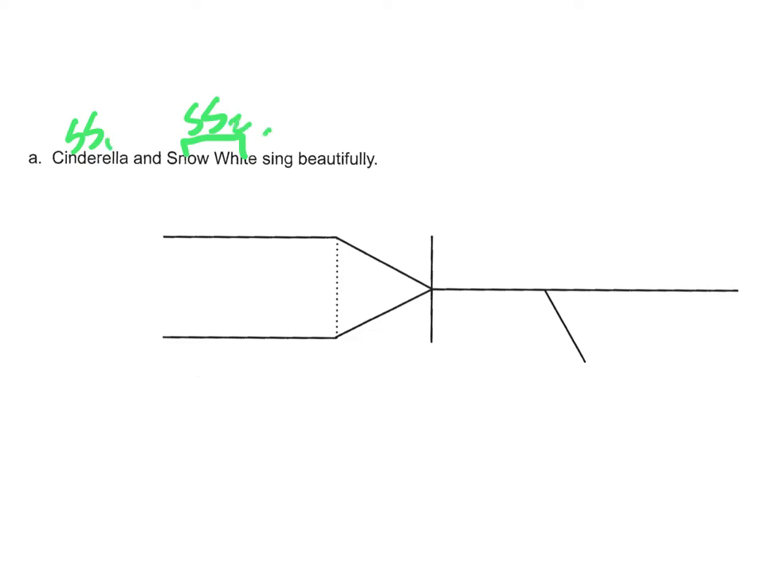What do they do? They sing. What do they sing? We don't know. They could be singing hymns. They could be singing pop music. We don't know what they sing. How do they sing? Oh yeah, how do they sing? They sing beautifully. So beautifully modifies sing and connects simple subject and simple subject. And so if you need to lengthen this one to fit beautifully on it, you can.